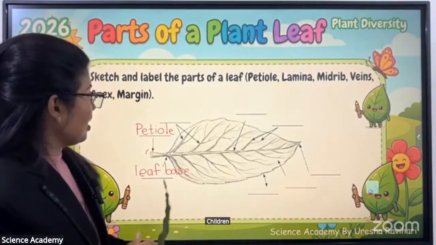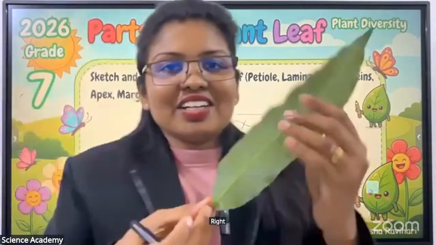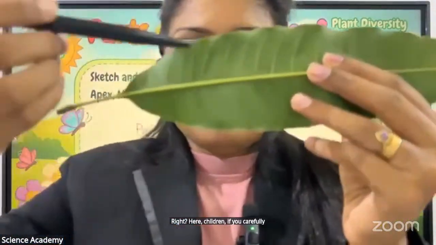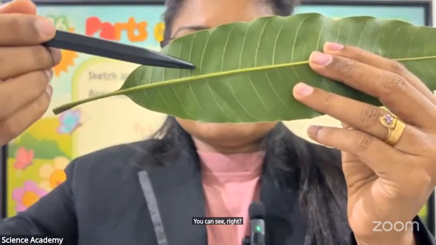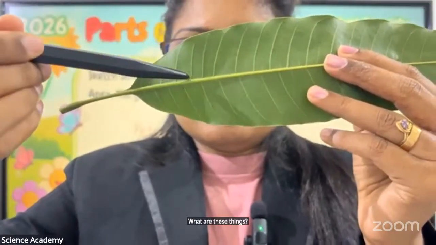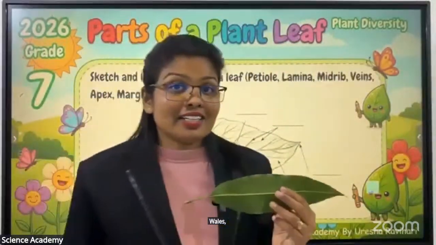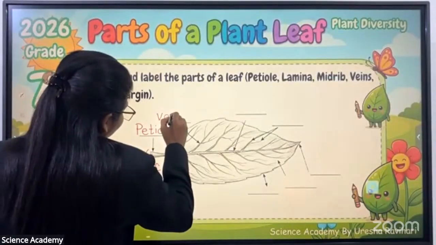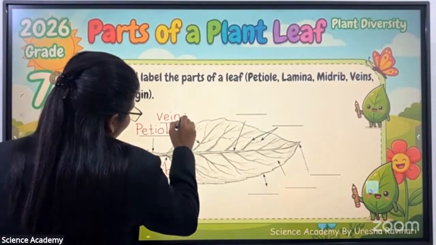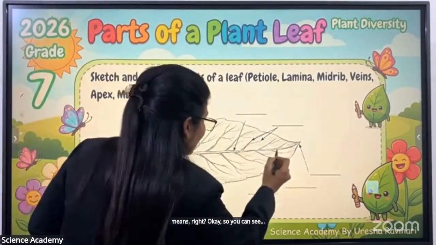Children, what are these things? If you carefully observe, you can see them. Yes, these are called veins. Veins. Narati. So you can see.